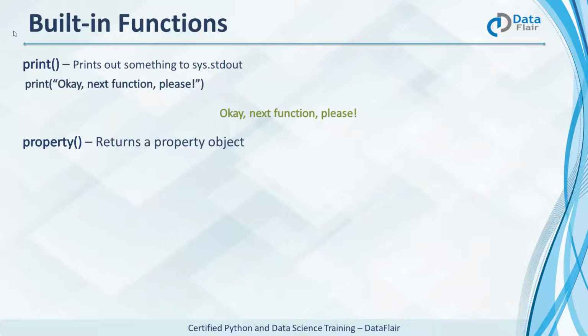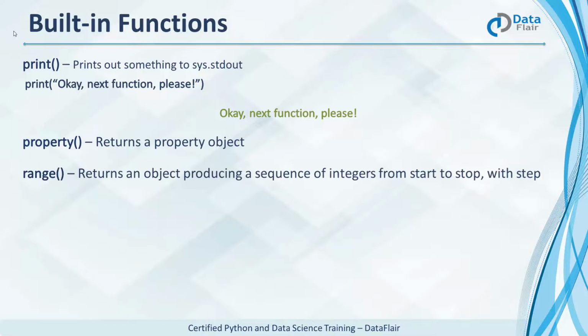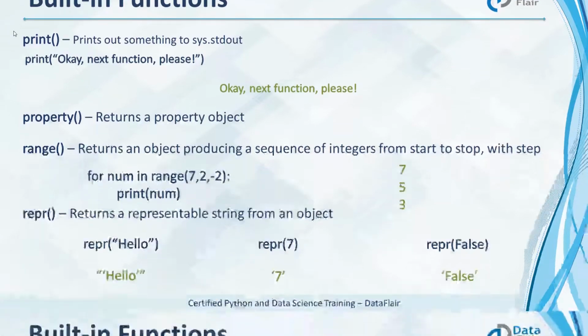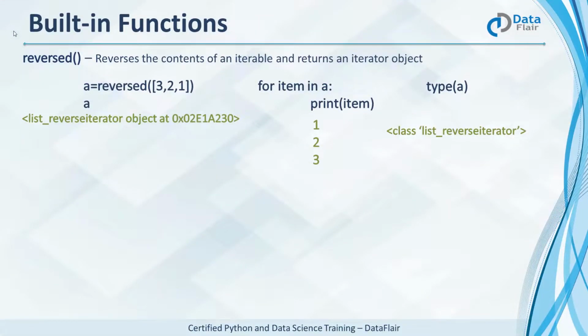Property returns a property object. We'll take this in detail. Range creates a range object producing a sequence of integers to iterate on. 7 to 2, right to left with a step of 2. And repr returns a representable string from an object. Represent hello, 7, false. Reversed reverses an iterable's contents and returns an iterator object on this.